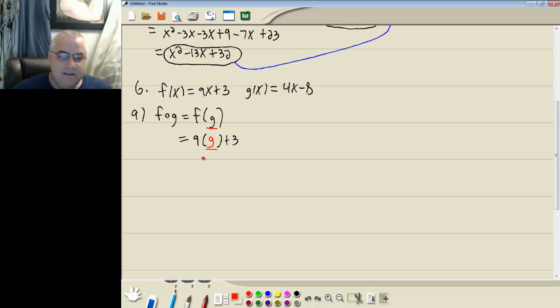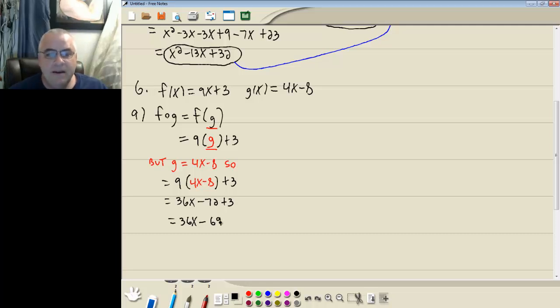But g is equal to 4x minus 8. So this becomes 9 times 4x minus 8 plus 3. Well, distributive property, 9 times 4 is 36. We got 36x minus 9 times 8 is 72 plus 3, which gives us 36x minus 69? Yeah, minus 69. So that'd be our answer to part A.